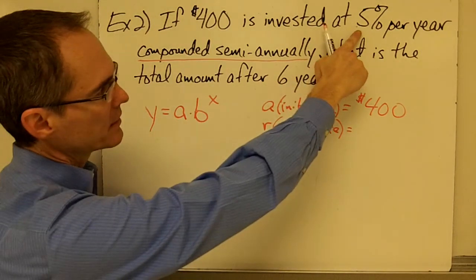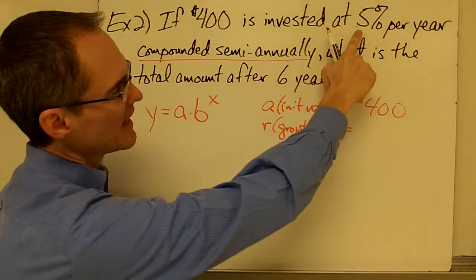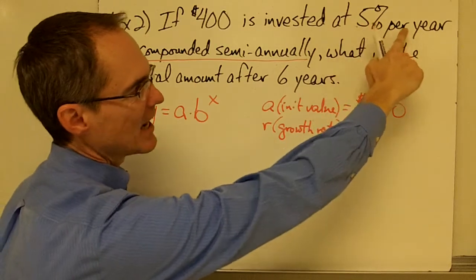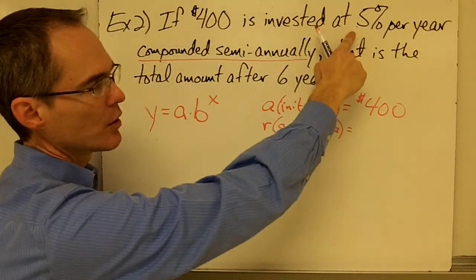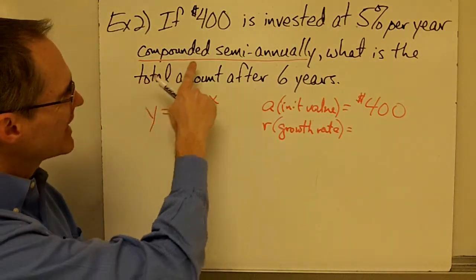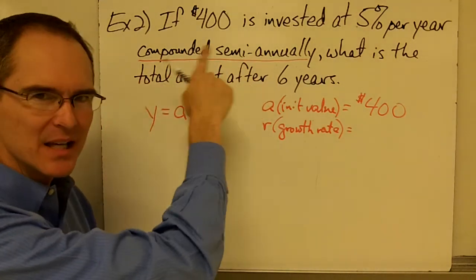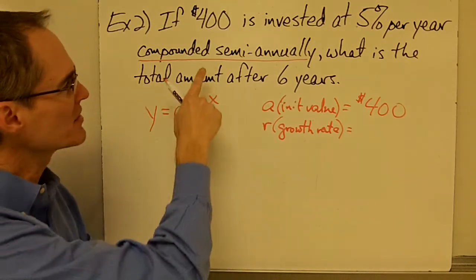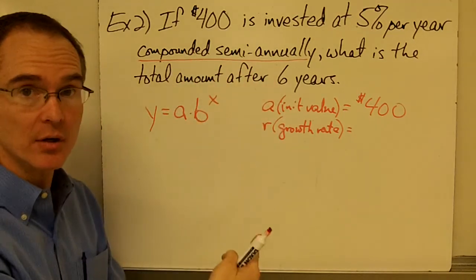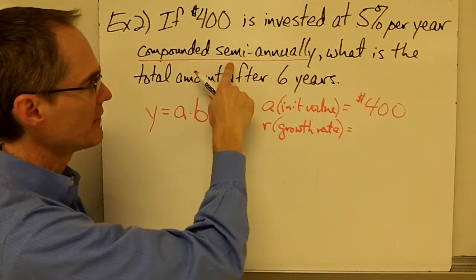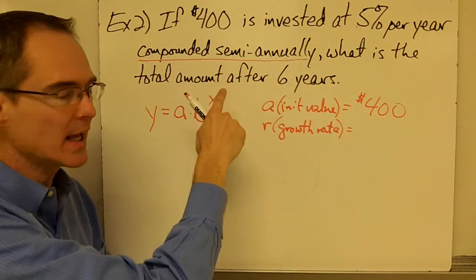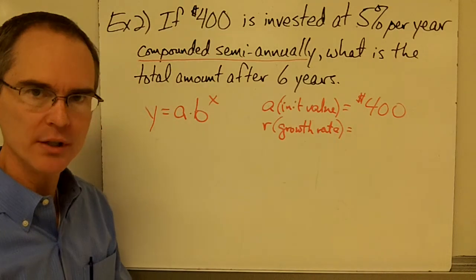The growth rate is given to me in the problem, but notice my growth rate is given to me as a yearly rate, an annual rate. 5% growth per year. And yet I want to compound my interest, that is, I want to calculate my interest payments every half year. All right, so I don't want to use an annual interest rate if I'm compounding semi-annually. I need a semi-annual interest rate.